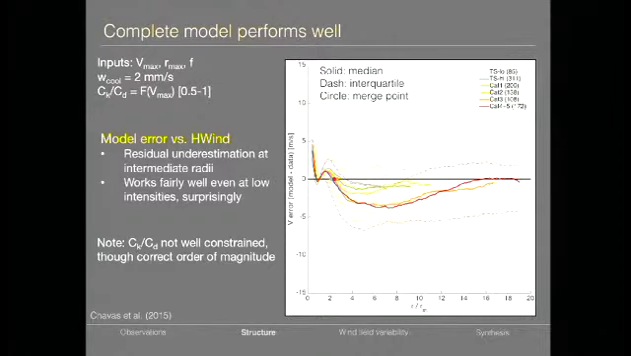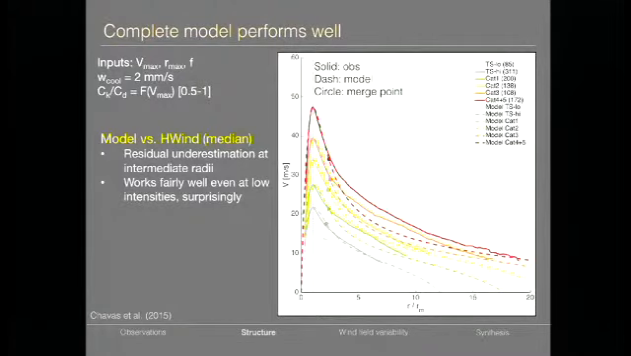OK, so going back to the errors, this is just taking our model and looking at the statistics of errors. And you find that it does a pretty good job overall, though there's this residual underestimation at intermediate radii. But it actually works pretty well across all intensities. I can show this a little bit more clearly. This is looking at the median observed profile and putting the model on and comparing it there, where you see that it does a good job in the inner region, and then you have this residual underestimation. But when you get to large radii, it returns to being approximately unbiased.